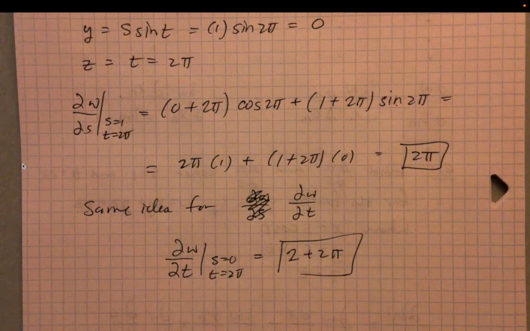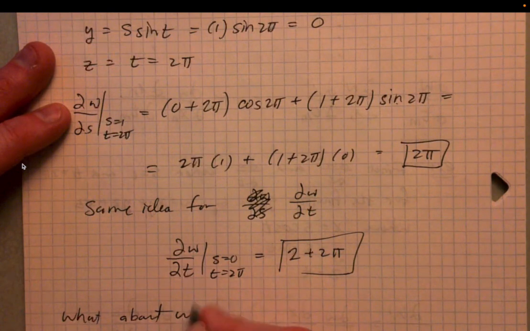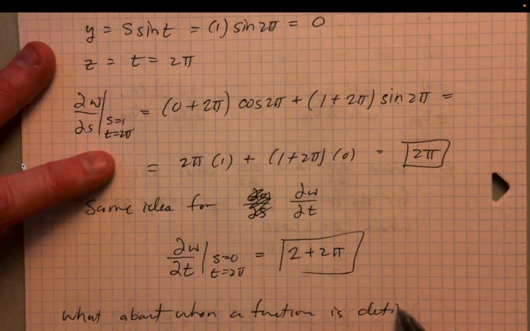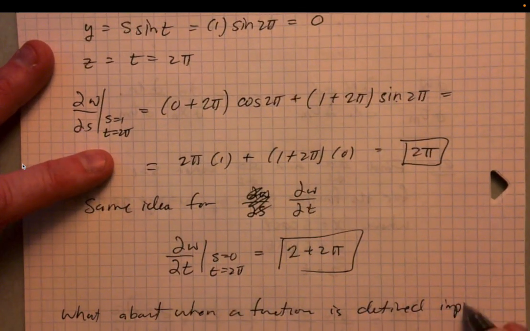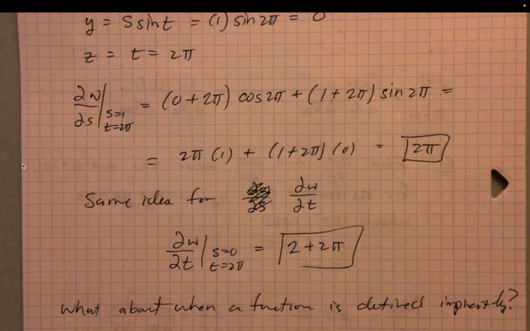Okay. Now, in the last section, the last thing we want to talk about here is how can we use the chain rule in the cases where a function is maybe not explicitly defined, but more like defined implicitly. So what about when a function is defined implicitly? Right, so like implicit differentiation, right?